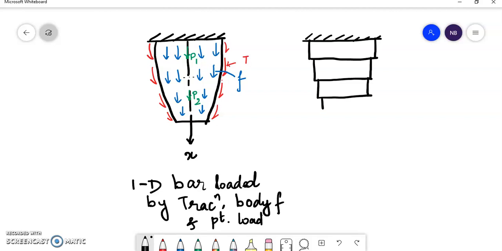Why am I taking it as rectangles? It is because it will be easier for me to solve. Now we know that finite element method is not exact, but it is approximate.